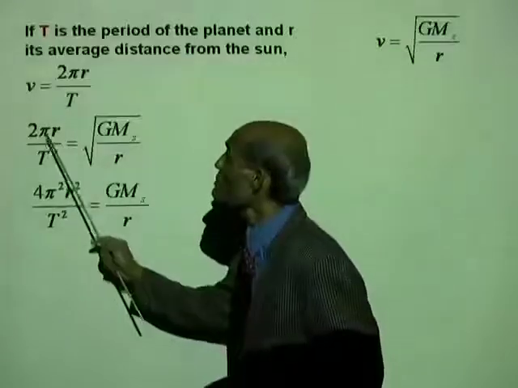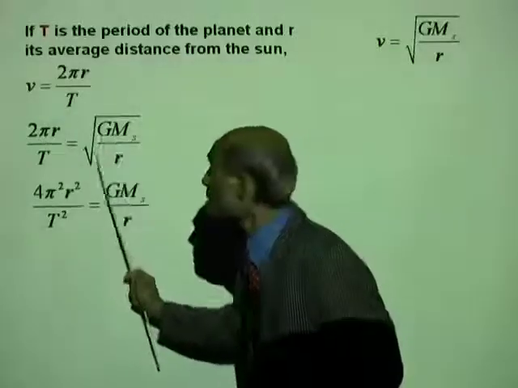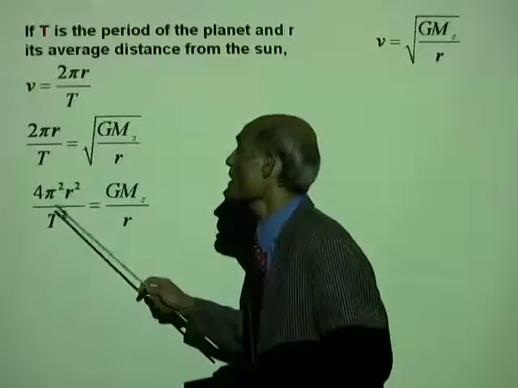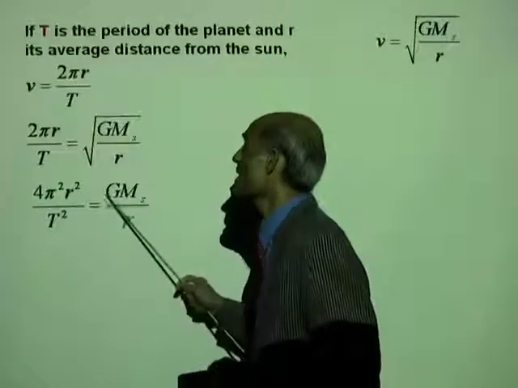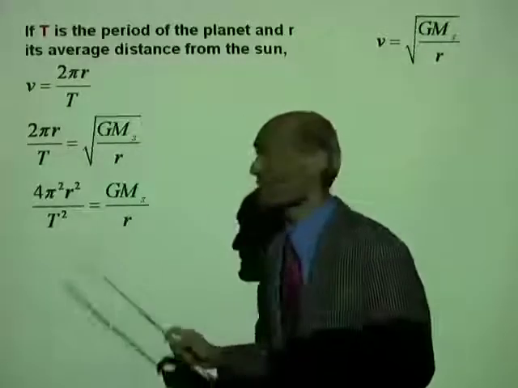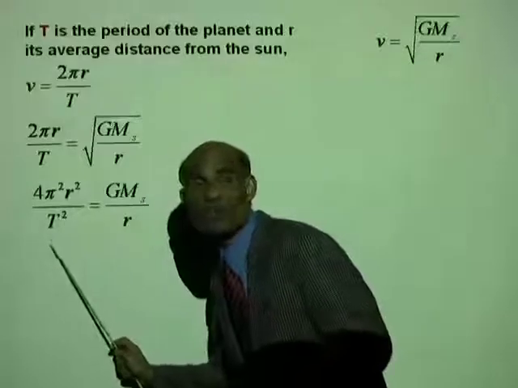Now, that means you square both sides to get rid of the square root sign. 4 pi squared r squared over t squared equals GMs over r. Can you solve this equation for t squared?